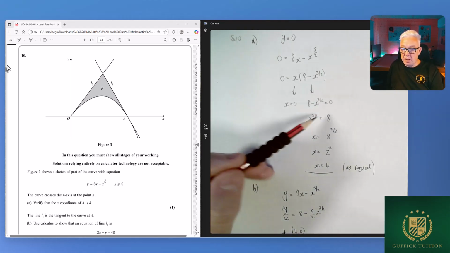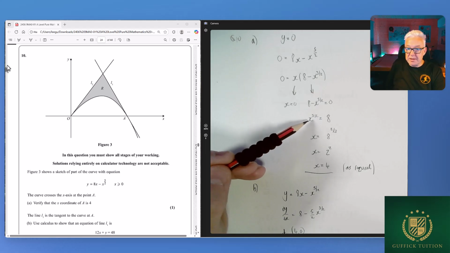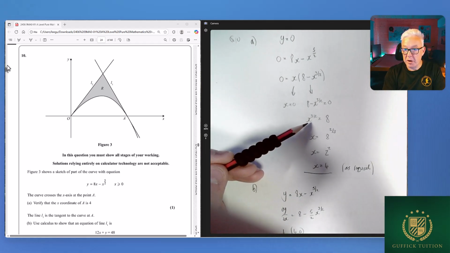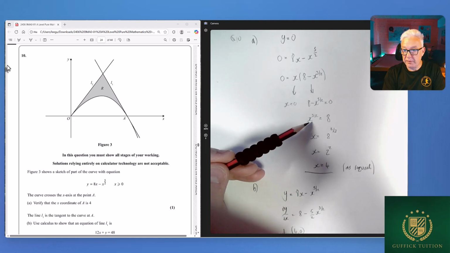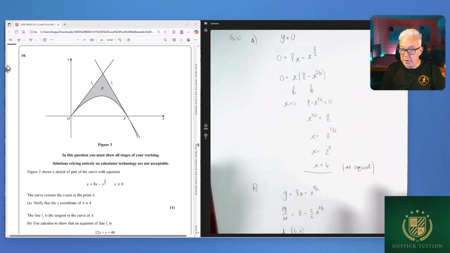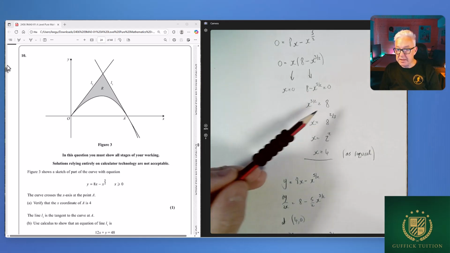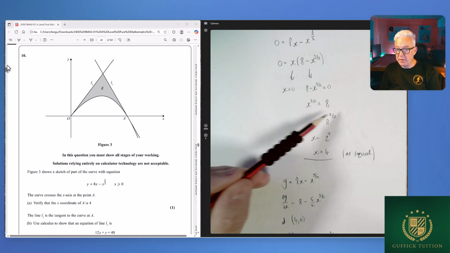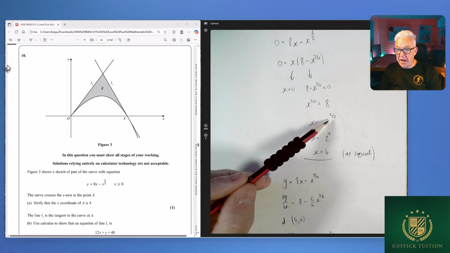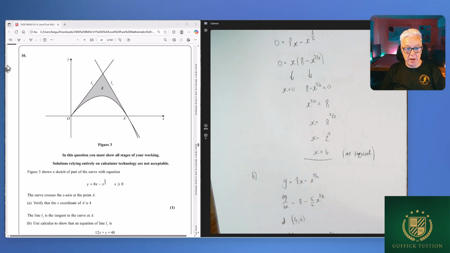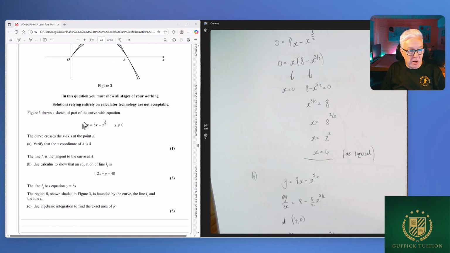So we just add x to the 3 over 2 over to the other side. Then we're going to reverse the powers. So instead of writing it as x to the 3 over 2, I'm going to put both sides to the power of 2 over 3. So that gets me back to my original x. So I get that x is equal to 8 to the power of 2 over 3, which means I cube root the 8 and then square it. So it's 2 squared, so x is 4 as required. I know it's a lot of work for 1 mark, but that's the 1 mark.